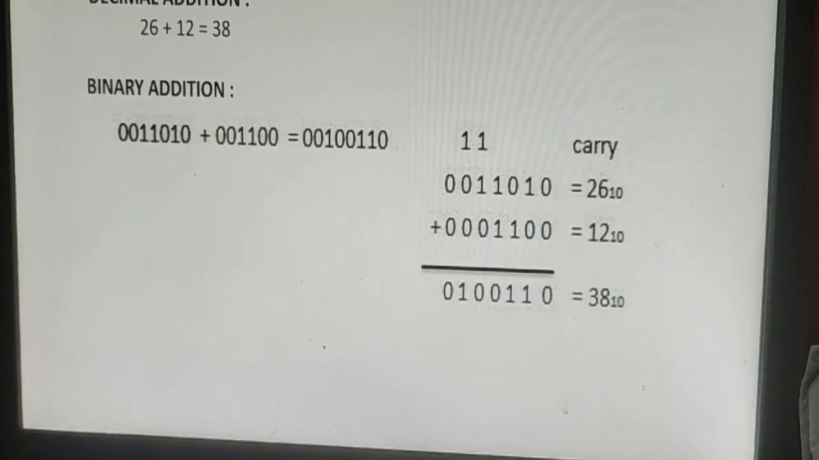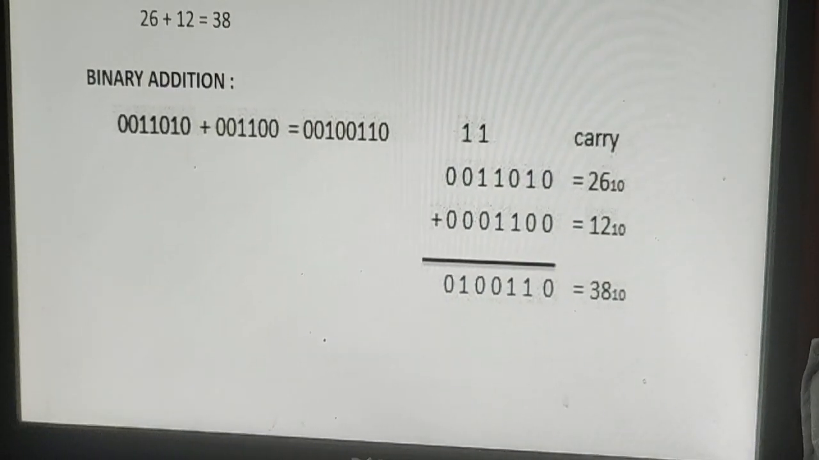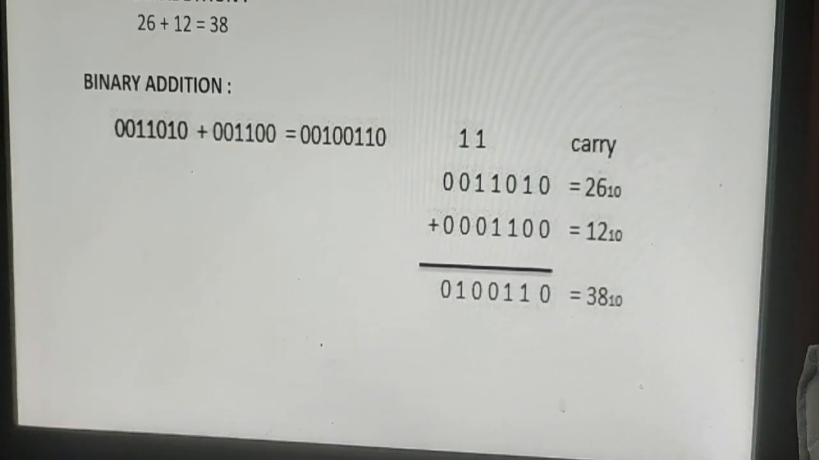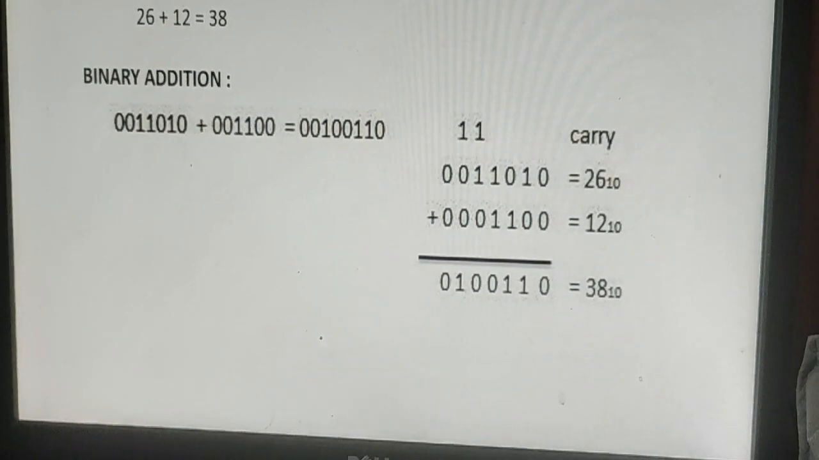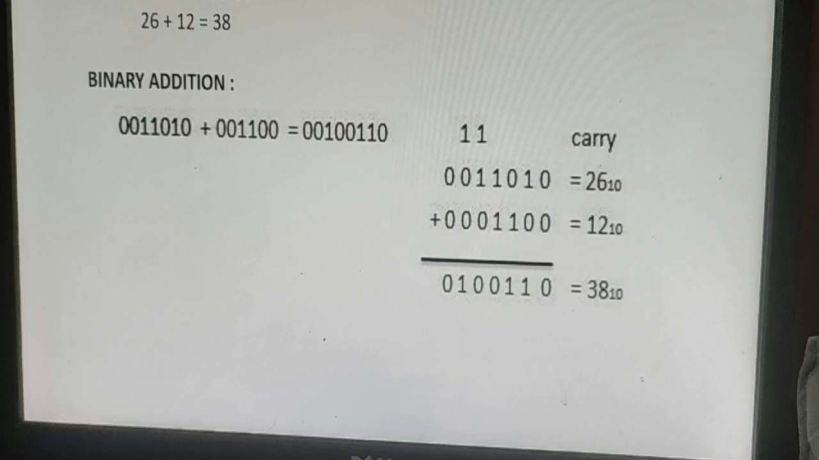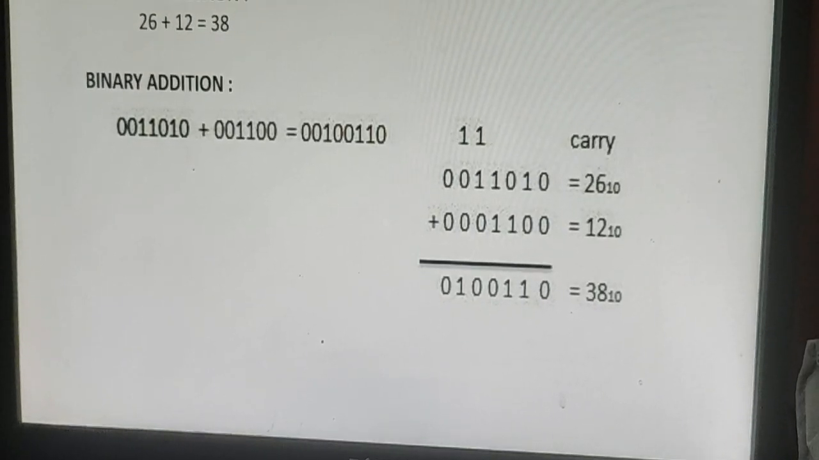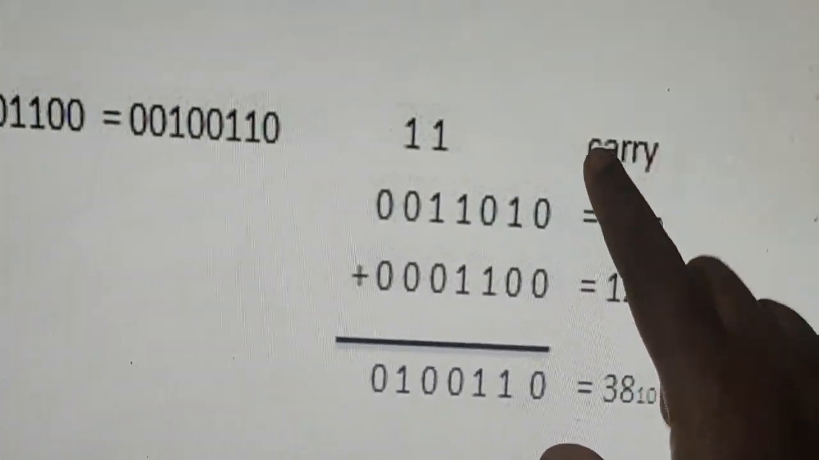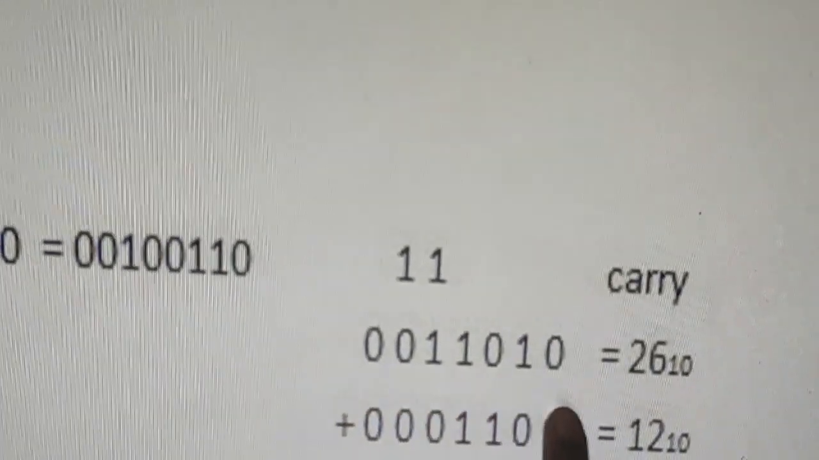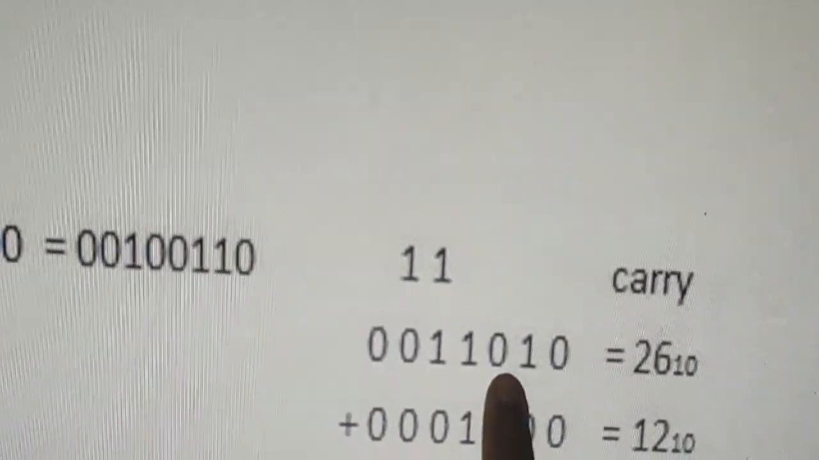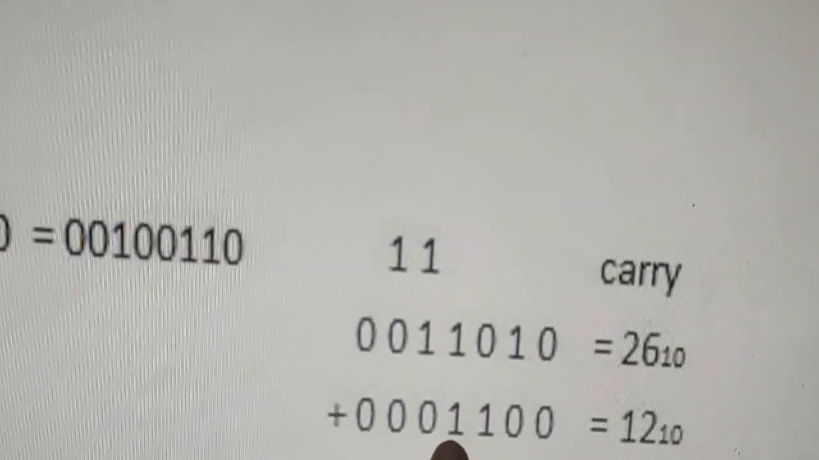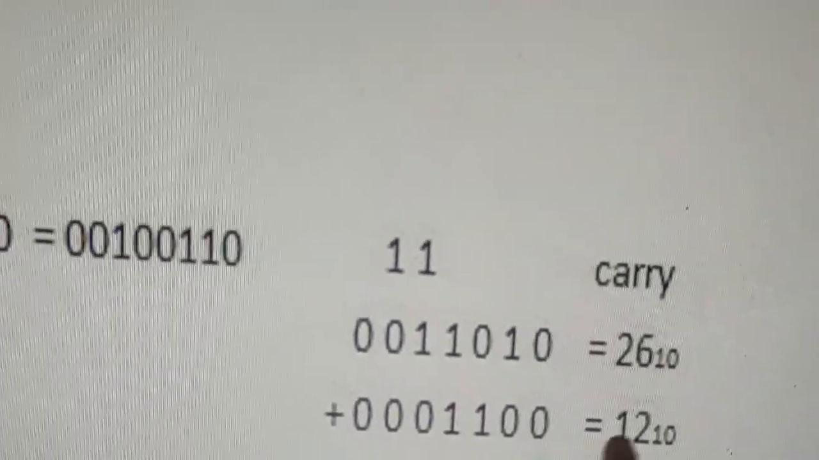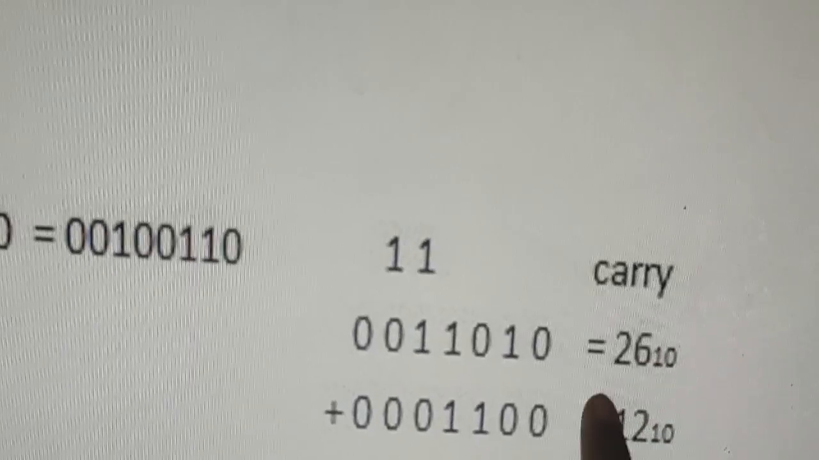0011010. You know how to convert this decimal number to binary number. Now the next number is 12. We will also convert this number in the binary form, that is 001100. So let's see this area. We have written the digits 0011010 for the number 26 and 001100 for the number 12.